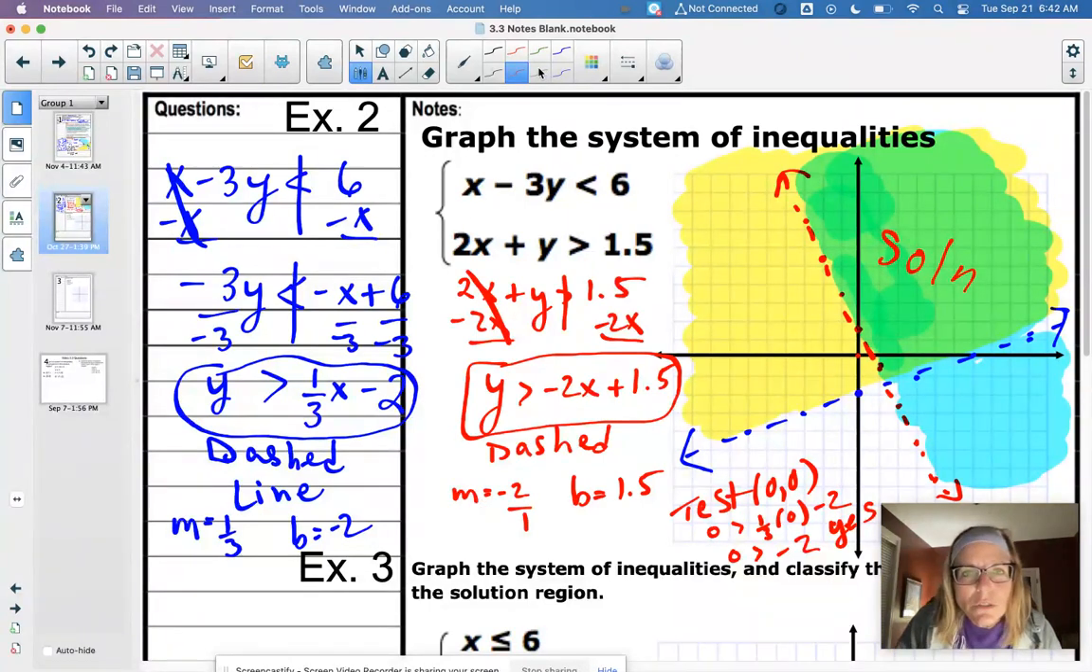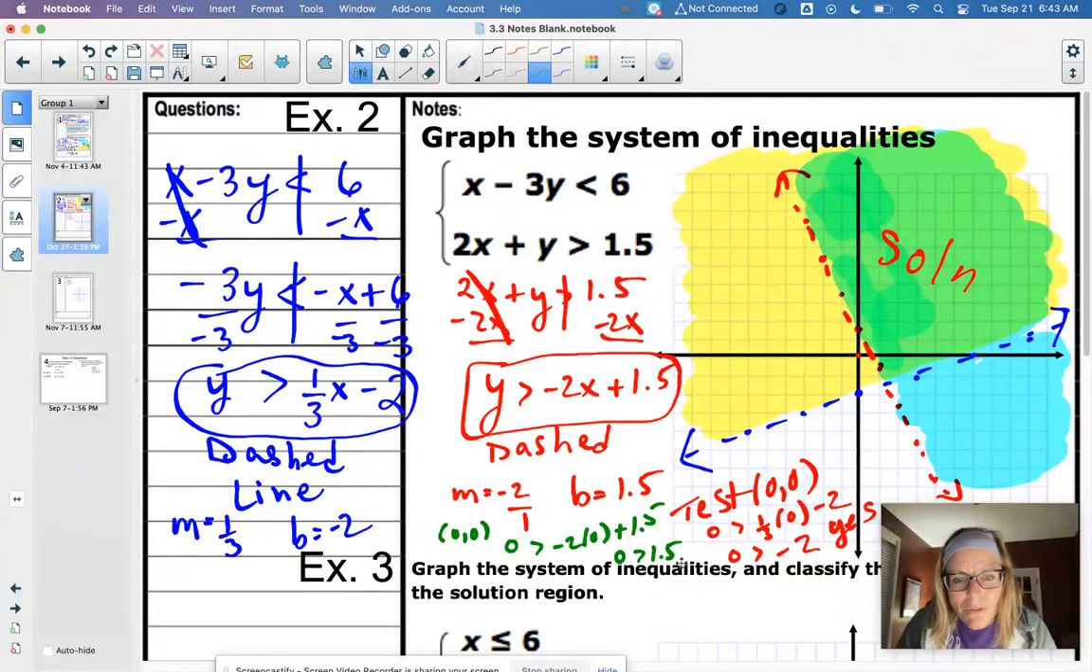But let's try the other one. All right, let's go to the red one. Test 0, 0 again. Is 0 greater than negative 2 times 0 plus 1.5? Is 0 greater than 1.5? No. So notice what happened here. On the blue line, which was over here, which probably what I should have done is kept all that blue so we know what line we're testing. We were testing the blue line.